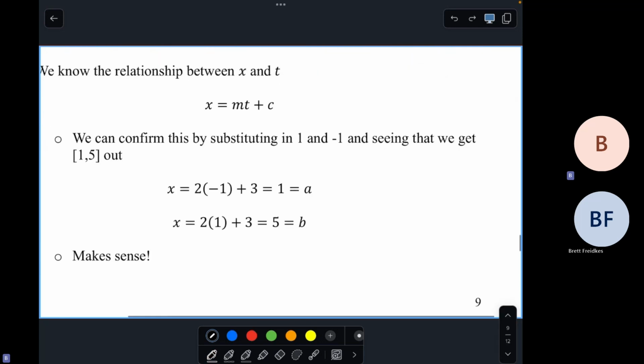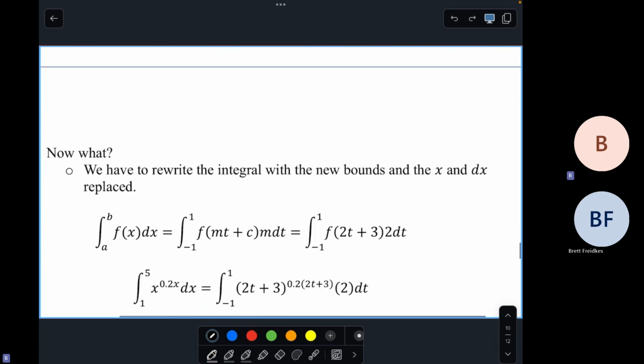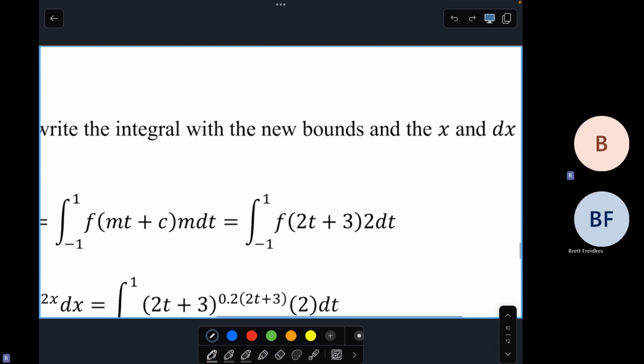If we scroll down, we can see that we did this already. f of x will become f of mt plus c. You can see we did that here, because we found the 2 and the 3. And then m dt was dx. We've included that there. Confusion at all?